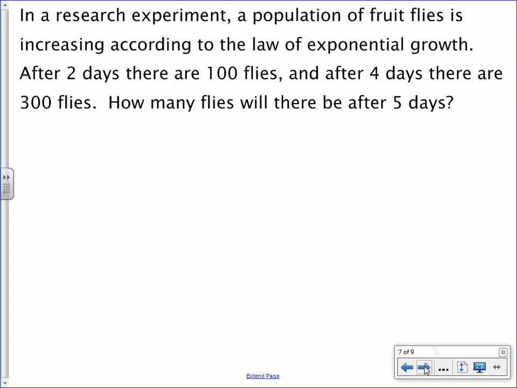If any of you go to study biology in college, a lot of experiments, a lot of research, they work with fruit flies. I find it disgusting. Fruit flies are gross to me. But they have very short lifespans. So in this experiment, a population of fruit flies is increasing exponentially, and they want to write a model for it. On day 2, there are 100 flies, and on day 4, there are 300 flies. How many flies after day 5?